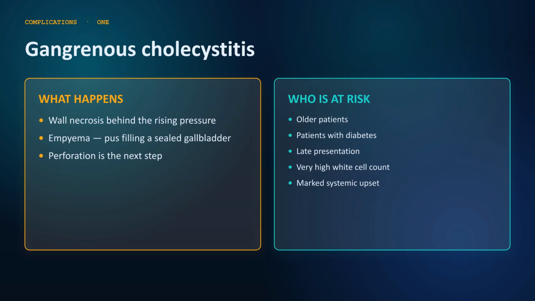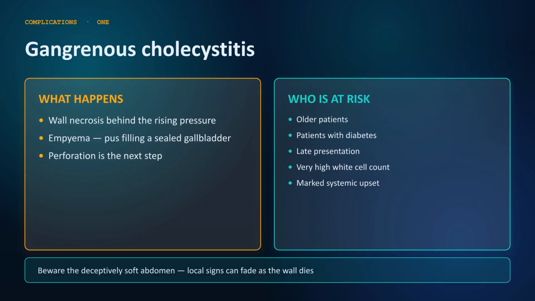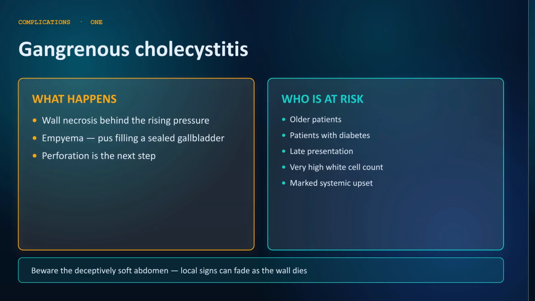Be careful here. The examination can mislead. As the wall becomes necrotic, the local signs can seem to soften, even as the patient gets sicker. This is also the group where a percutaneous drain can buy time, but the definitive answer is still removing a dead organ, so involve surgery early.